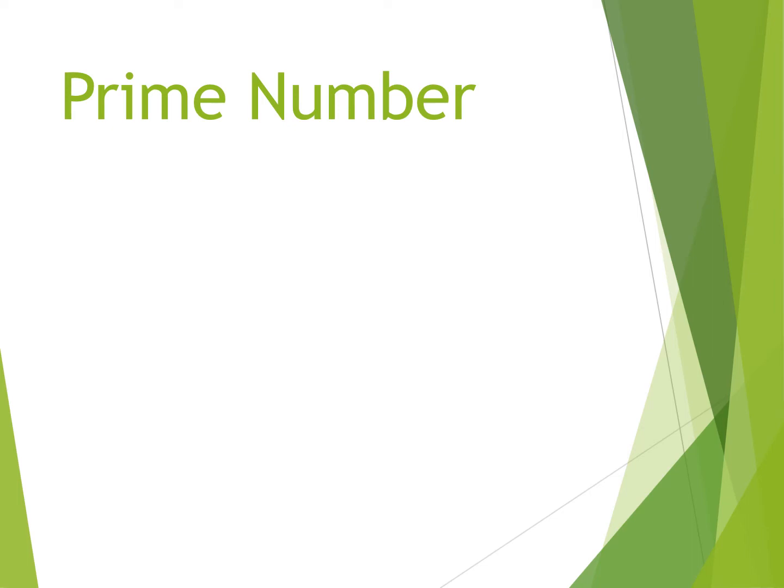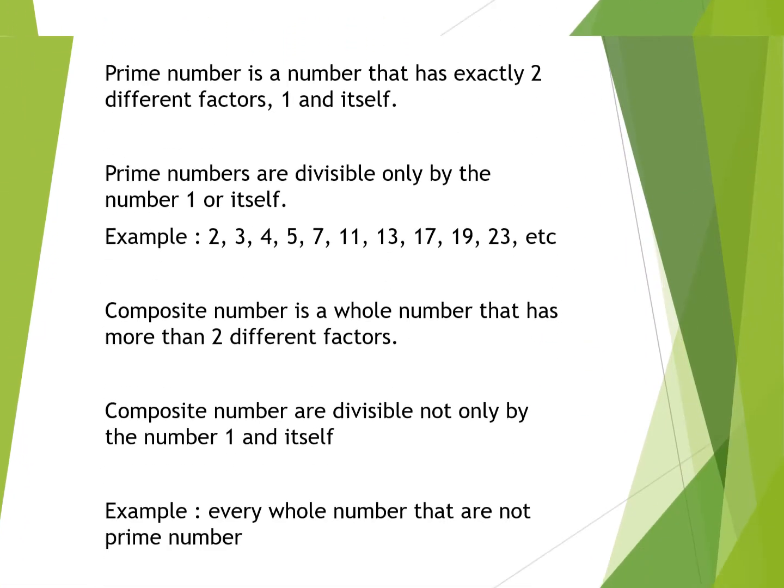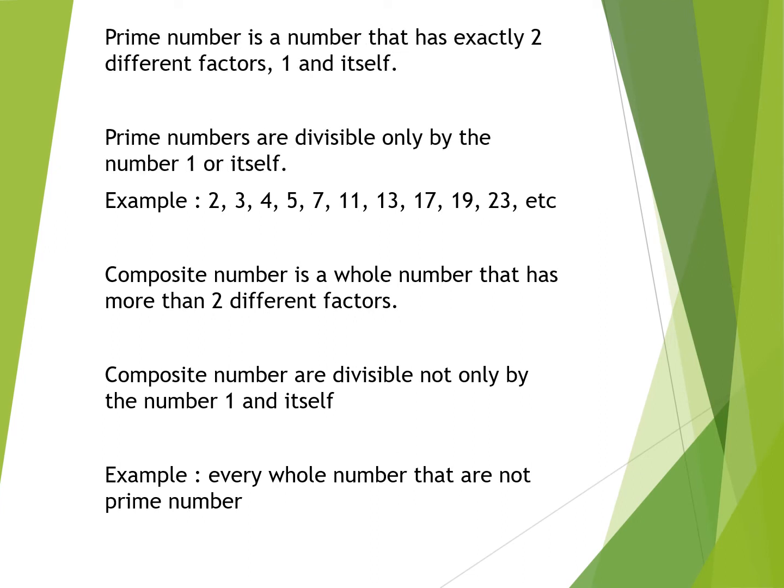Today we are talking about prime numbers. A prime number is a number that has exactly two different factors, one and itself. In other words, we can say prime numbers are divisible only by the number 1 or itself.